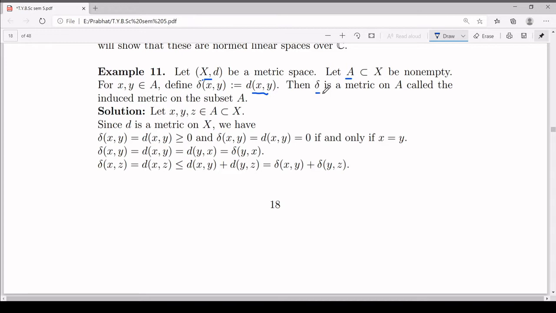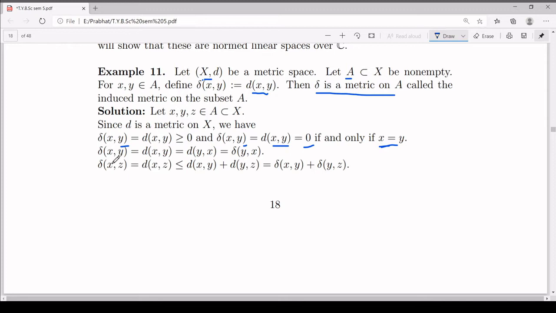Then delta will be a metric on A, which is a very obvious thing, but still I have written the steps. If you take any x, y, z in A, delta(x, y) is d(x, y), and since d is a metric, it is non-negative, so delta(x, y) is non-negative. Further, delta(x, y) is 0 if and only if d(x, y) is 0, but d is a metric, so d(x, y) is 0 if and only if x is equal to y. So delta(x, y) is 0 if and only if x is equal to y.